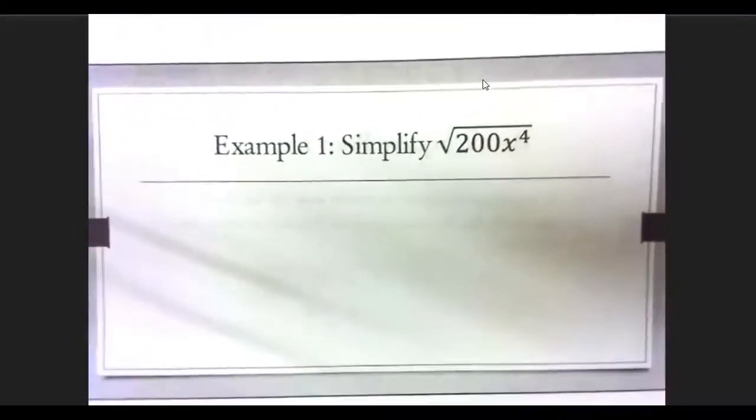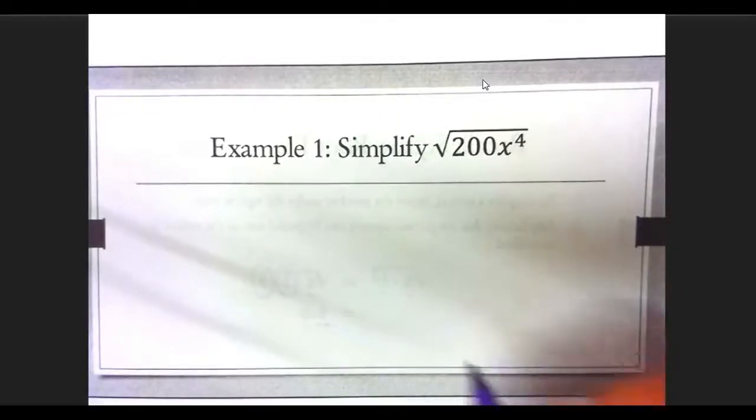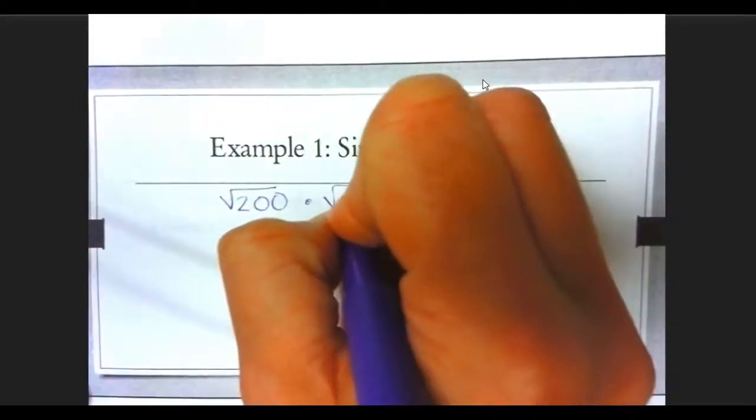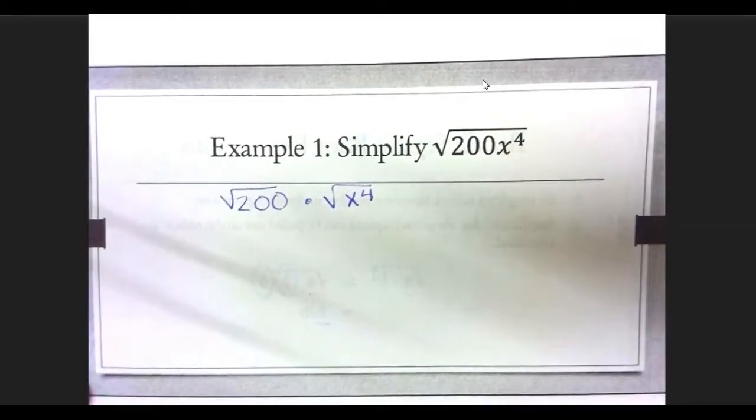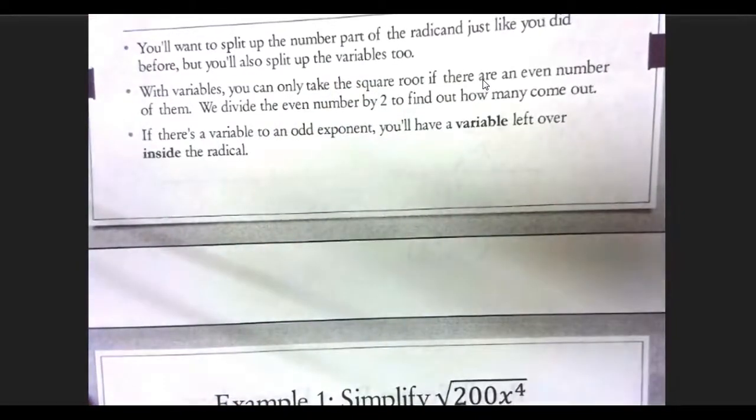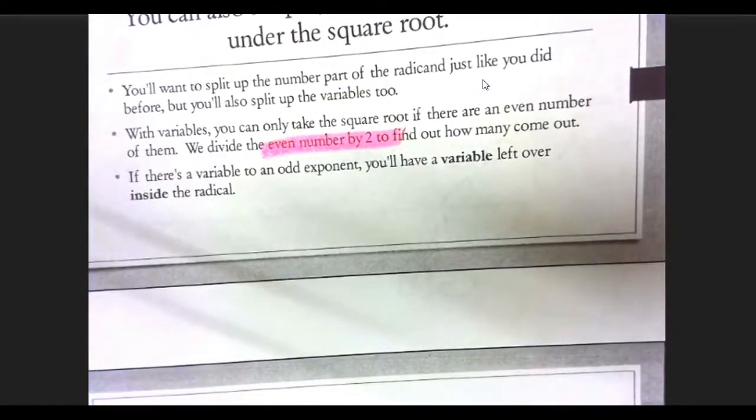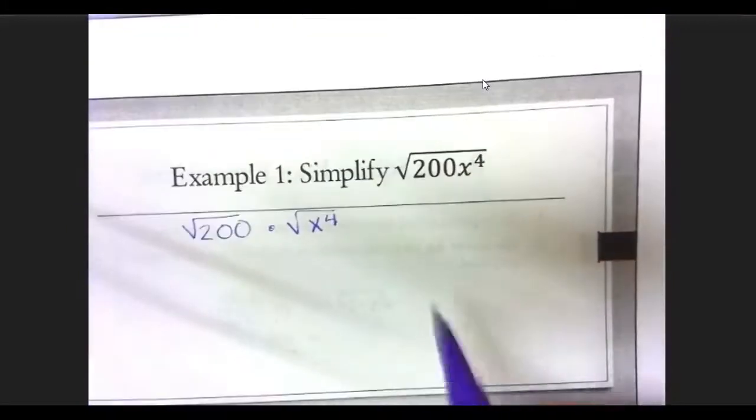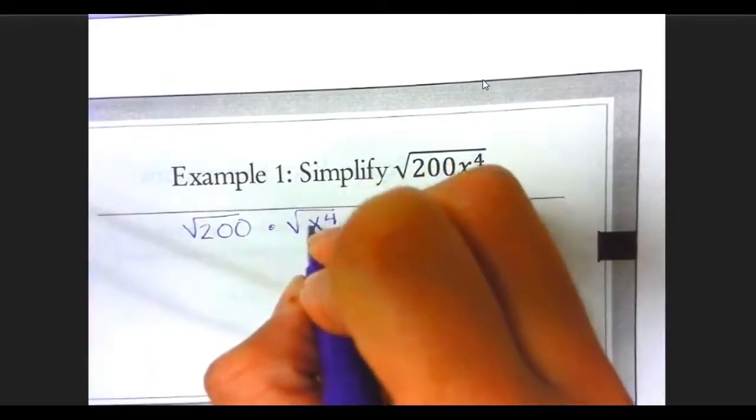So let's look at exactly what we're talking about. So you have the square root of 200, x to the 4th. So step 1, we're going to treat it like 200 times x to the 4th. Is 4 even or odd? Is the number 4 even or odd, Zoe? Even. So our directions say if it is an even number, we divide it by 2. So what is 4 divided by 2? Abby? 2.